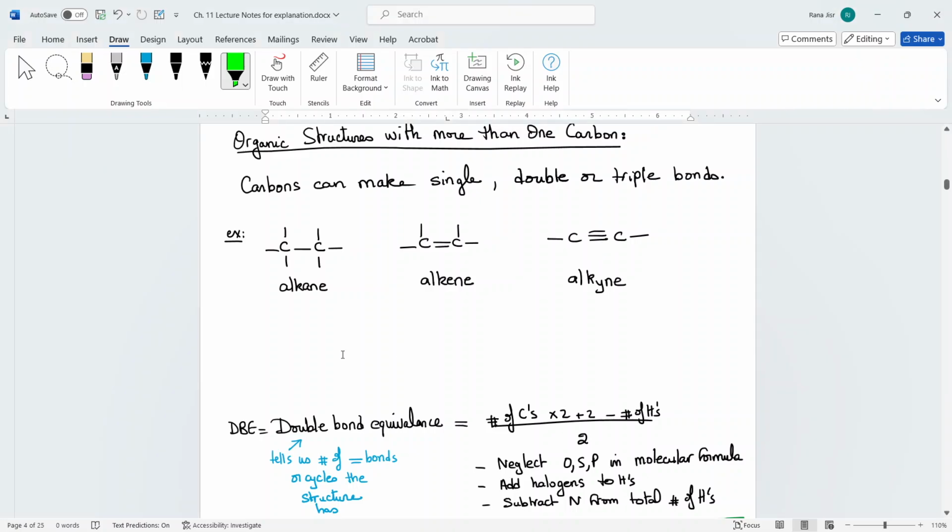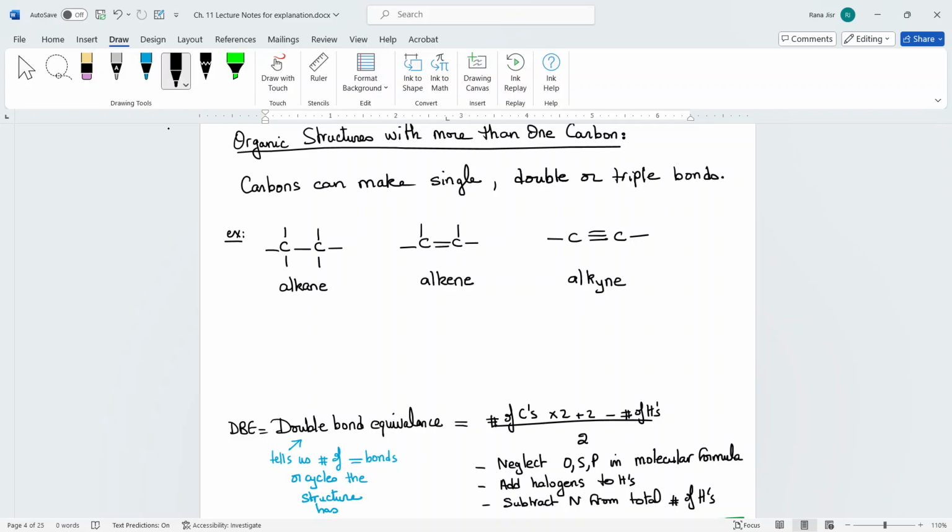When you have a molecular formula that has more than one carbon, all carbons have to be connected to each other. So you connect the carbons to each other as a carbon chain, and carbons can make either a single bond, a double bond, or a triple bond. So we're going to vary their nomenclature. We're going to name them differently. If they make a single bond, we call them alkanes. If they make a double bond, we call them alkenes. And if they make a triple bond, we call them alkynes.